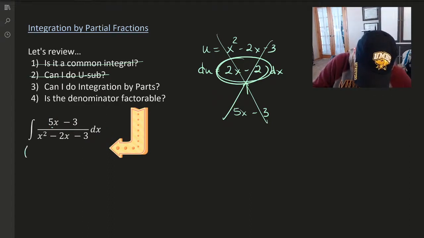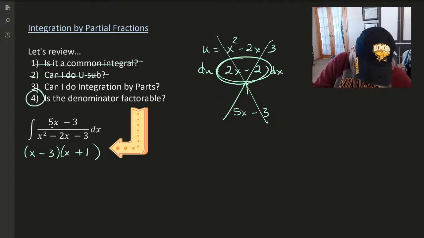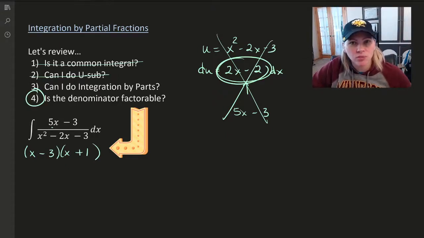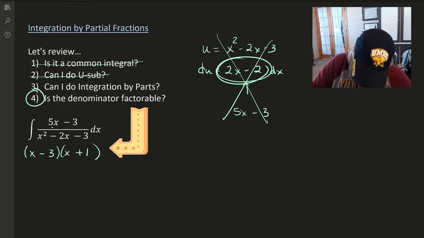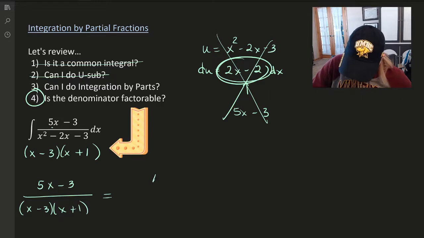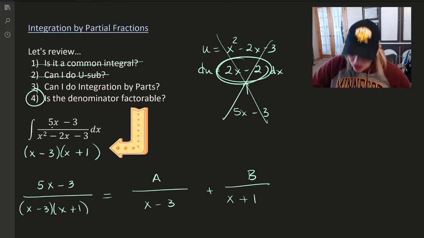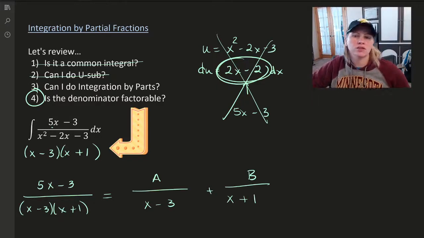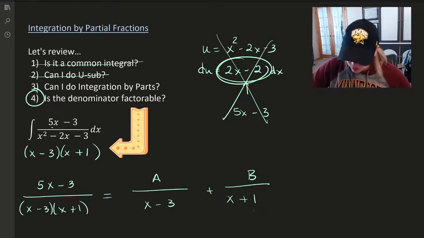So I'm going to look here and see, okay, this factors into x minus 3 times x plus 1. So check, the denominator factors. I'm going to do a partial fraction decomposition. So here's how it works. I'm going to go under the assumption that this 5x minus 3 over x minus 3 times x plus 1 came from something over x minus 3 plus something else over x plus 1. I'm going to assume that the two factors started out as individual little fractions.